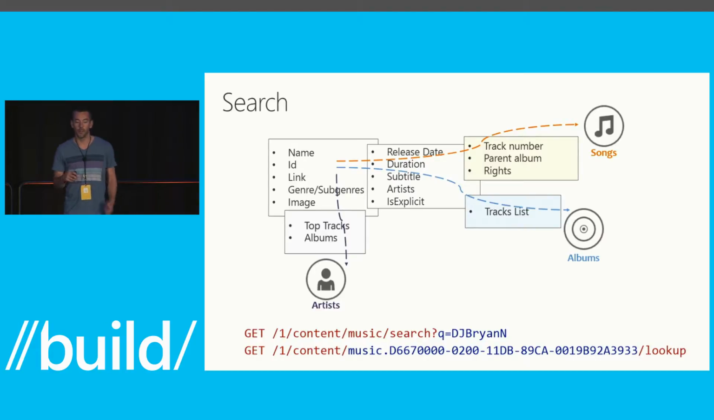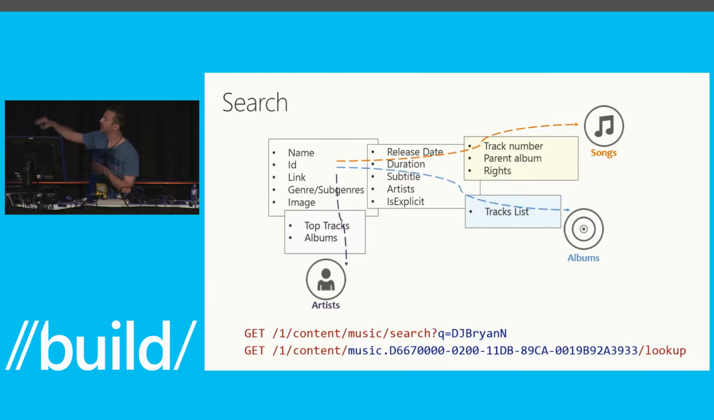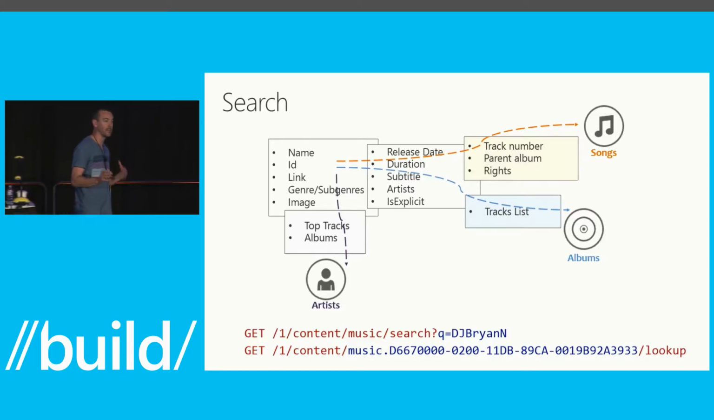With this type of lookup, you'll also receive either the artist, album, or song. Now, what you're seeing here is kind of a convoluted Venn diagram where I'm trying to explain that each one of these types of artist, song, and album share certain attributes. All of them, for example, have the name, ID, link, genre, image. Unique to artists are top tracks and albums. Unique to both albums and songs are the release date, duration. Unique to just albums are track list, and so on for songs. The point is you have access to all that metadata based on the search results. It's easy, right? We think so.